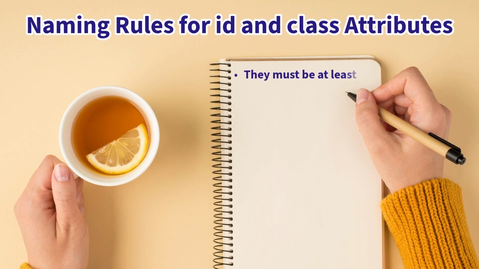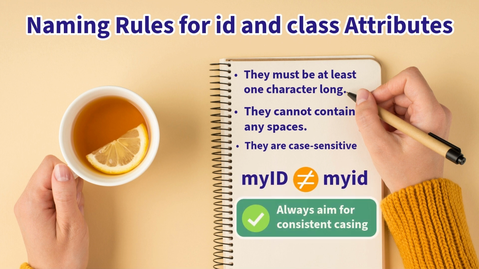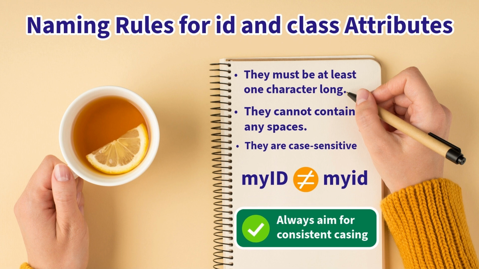Now, let's see some important rules that apply to both ID and class names. They must be at least one character long. They cannot contain any spaces. They are case sensitive, so these two are different. To avoid confusion, always use unique names that don't just differ by case.